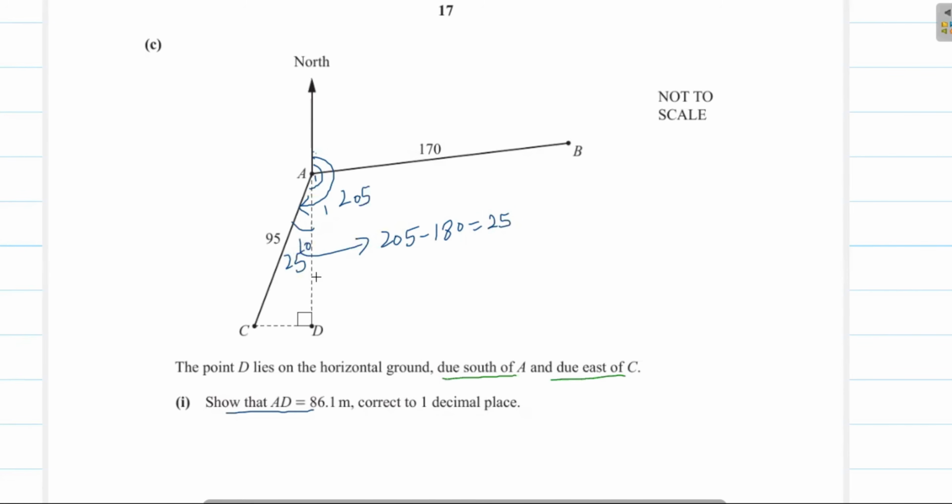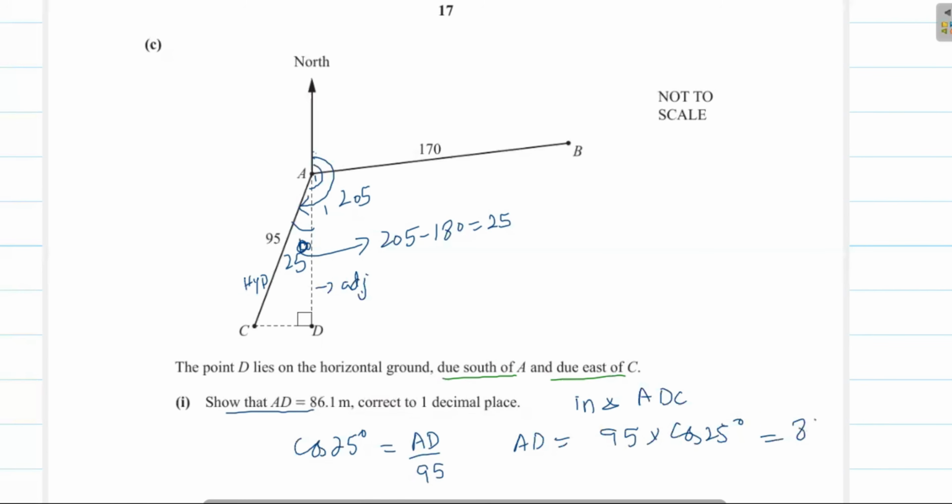Now we use the right angle. We can find this length AD by using the trigonometric ratio. This is the right angle triangle. In triangle ADC, you see here, this is the hypotenuse, and this length AD is the adjacent of the angle 25 degree. Now this is the adjacent side. Now adjacent over hypotenuse equal to cos 25 degree. Adjacent is AD and hypotenuse is 95. Now the AD will be equal to 95 multiplied by cos 25 degree. That's equal to 86.1 meter, and this is the answer.